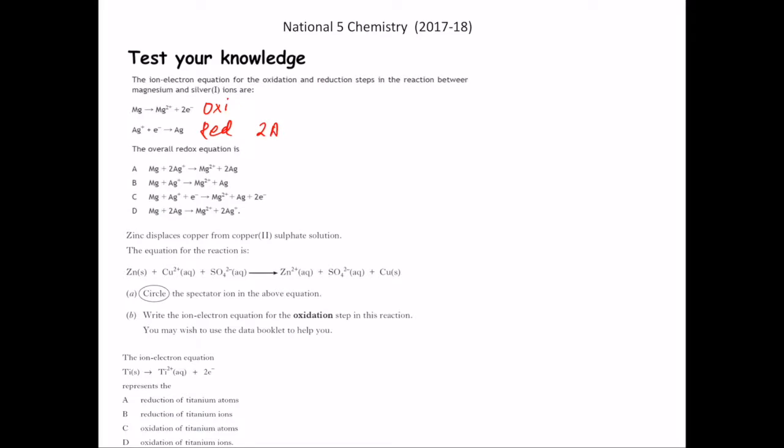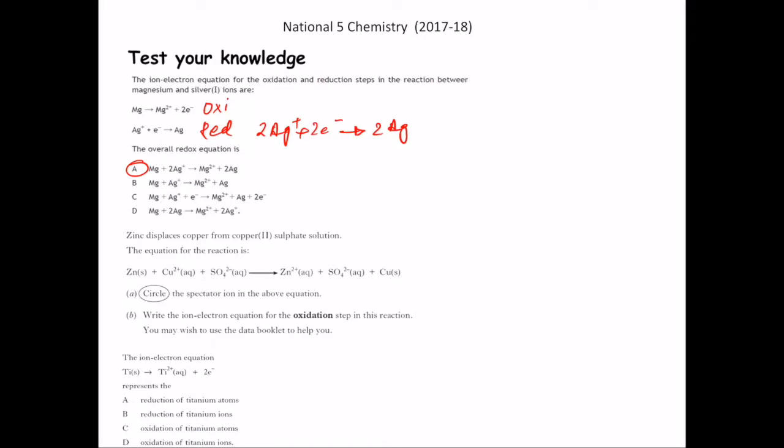So when you combine these two and balance these two, this equation can be written as twice Ag plus 2e minus will give you 2Ag. So it will be magnesium plus 2Ag plus giving you magnesium ion and 2Ag. This will be the answer.